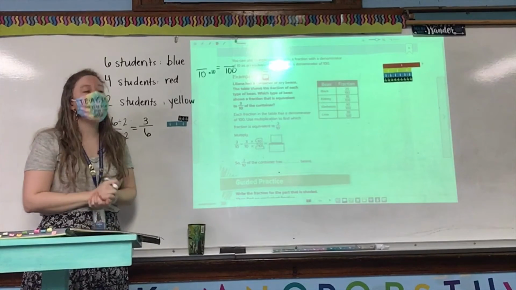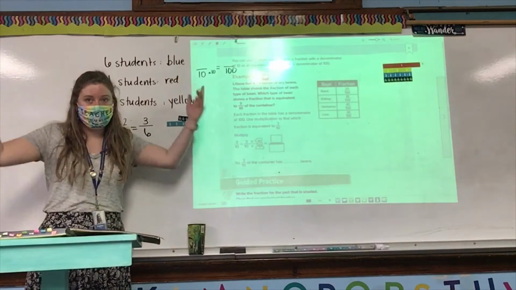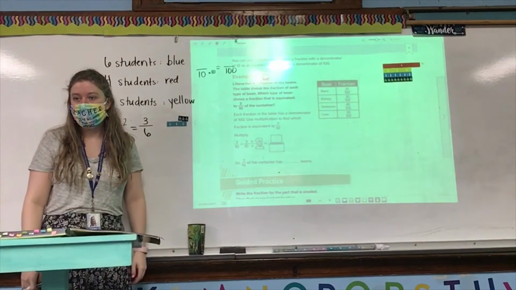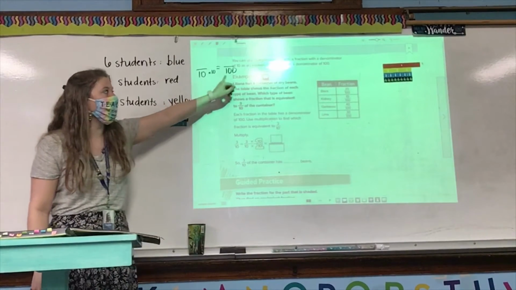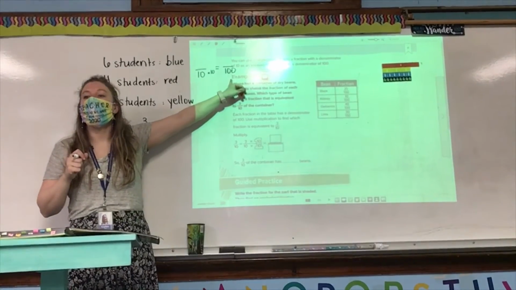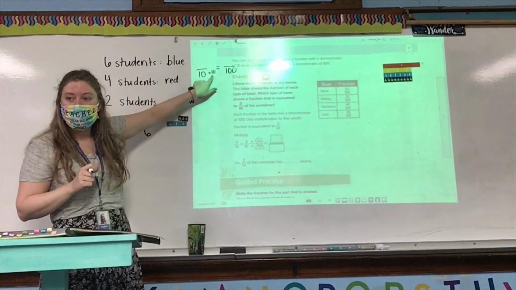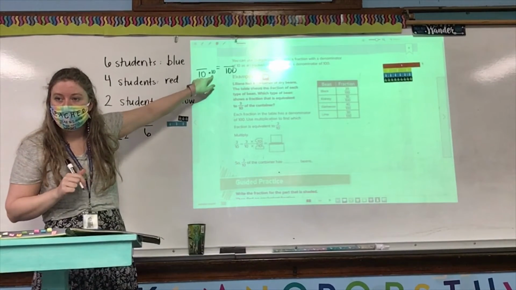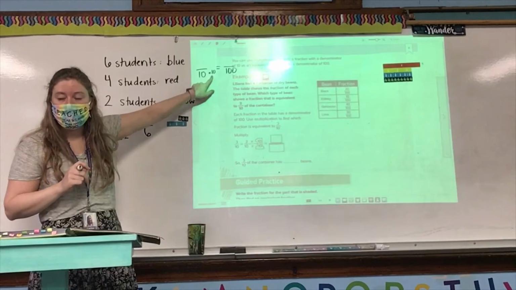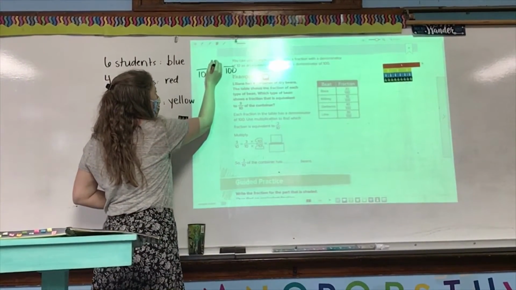Come on, guys. This is easy. If you are not thinking, you're just going to sit there like, what? If we start with 10 and we end up with 100, what did we do? Colin? You multiply by 10. We multiplied by 10. That means if I multiply the denominator by 10, what do I have to do to the numerator to get an equivalent fraction? You have to multiply by 10. I have to multiply by 10.